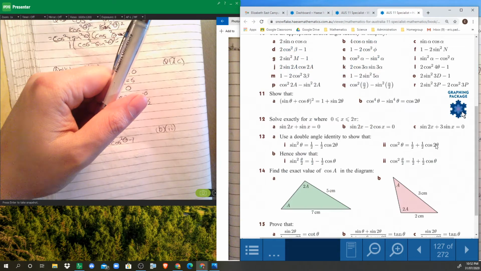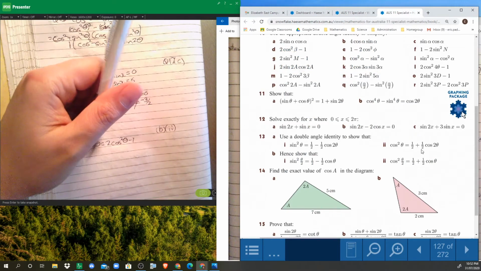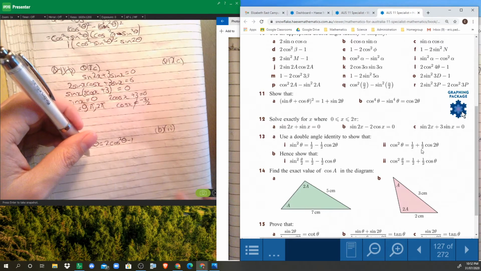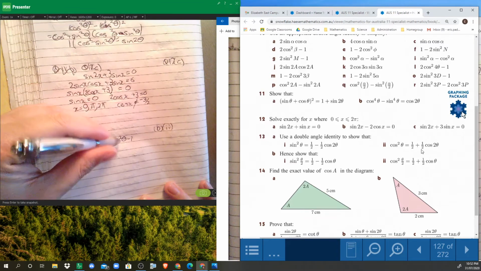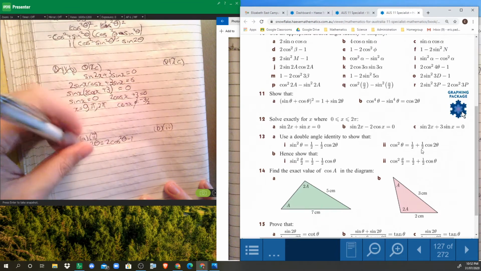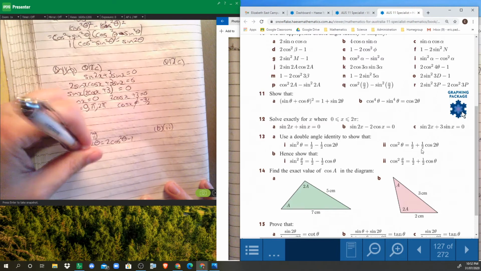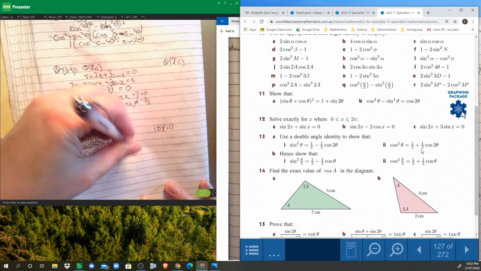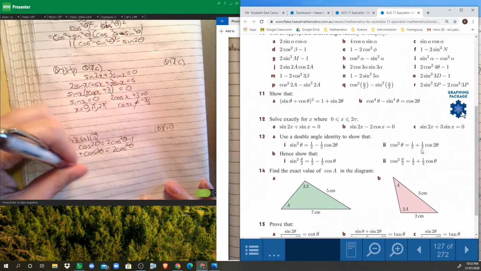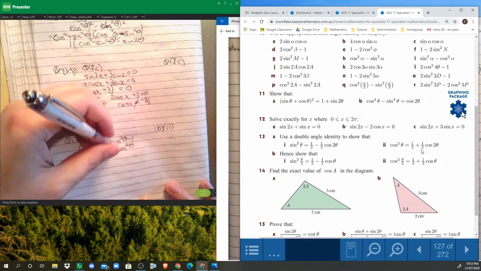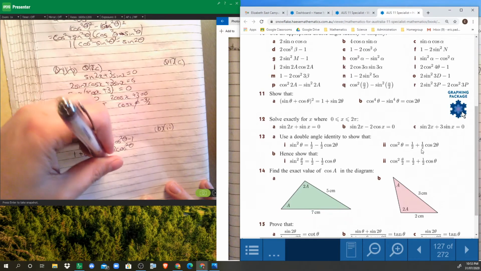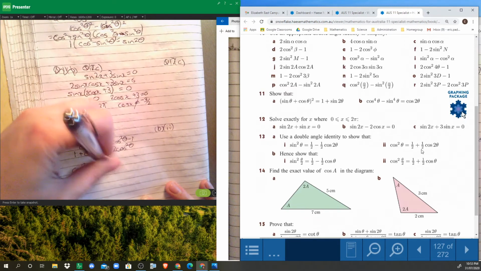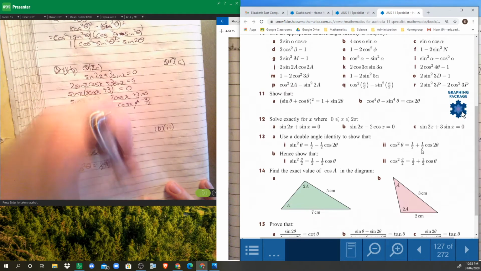Now, unfortunately, I've gone and used... No, it's fine. All I've got to do is rearrange this. All right, so add 1 to both sides and divide by 2. So cosine squared theta can be expressed as 1 half plus 1 half cosine 2 theta.